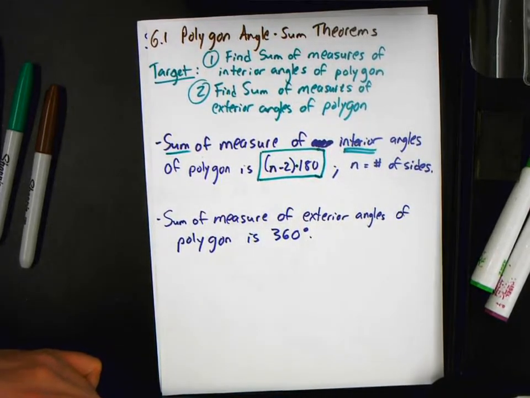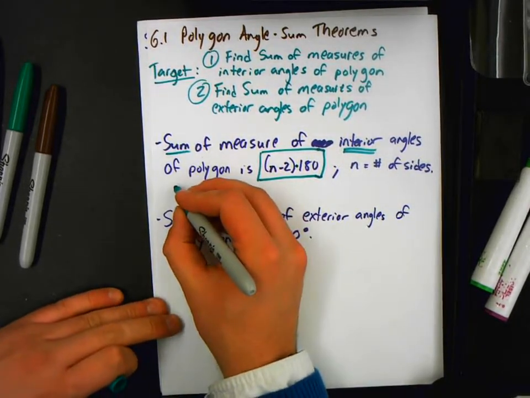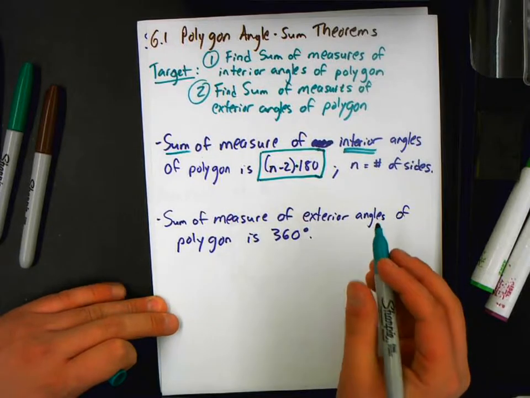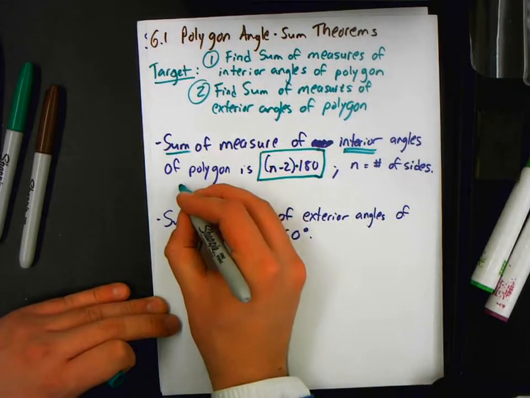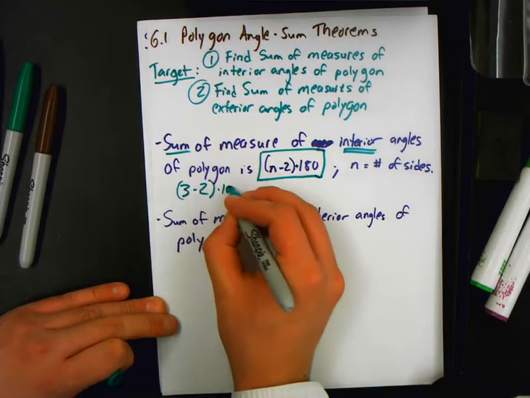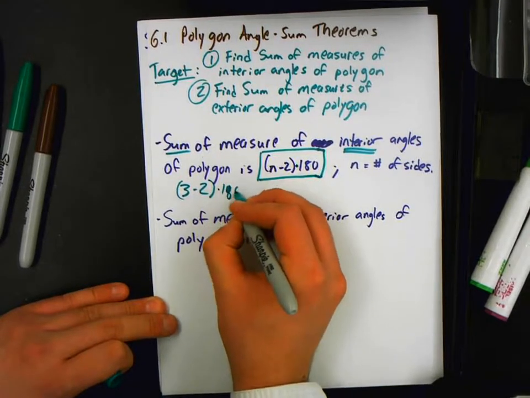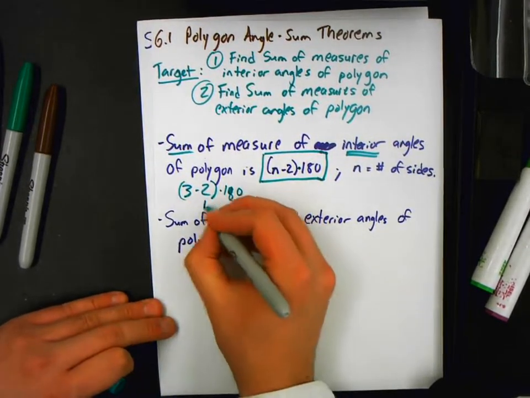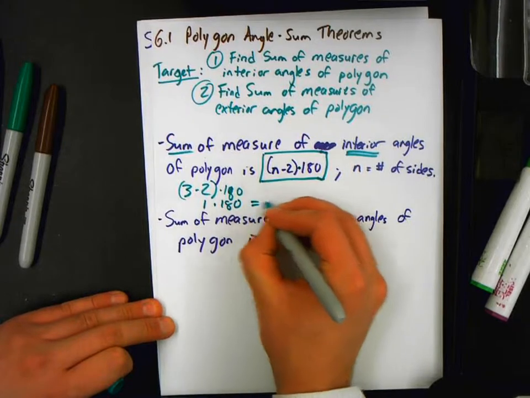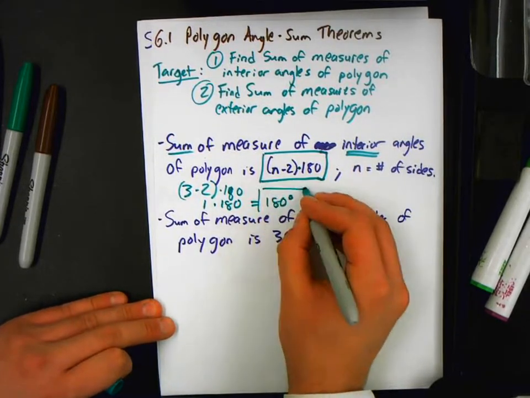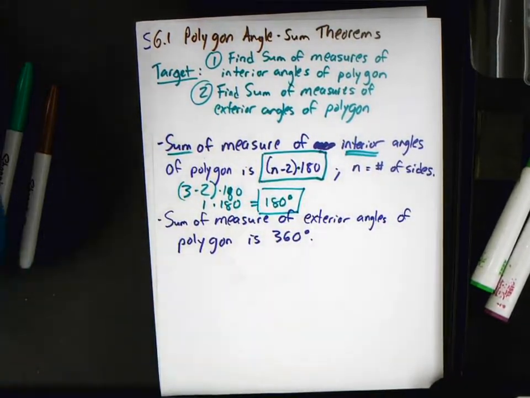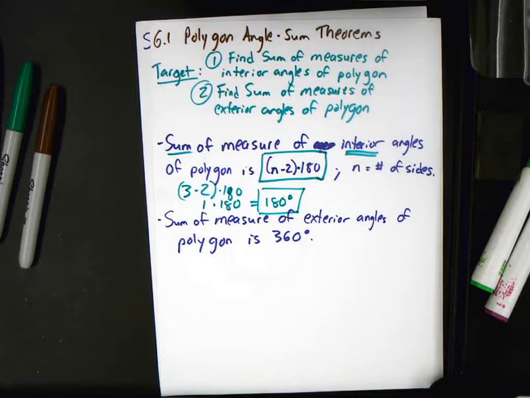So let's say, for example, we wanted to prove that a triangle is 180 degrees. A triangle is 3 sides. 3 minus 2 is 1 times 180, and that's equal to 180. So that's proof that there are 3 sides to a triangle and that all of the angles add up to equal 180 degrees.